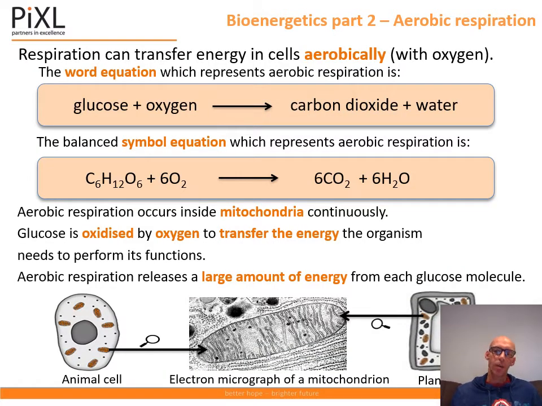And then the equation is the opposite of photosynthesis. So this time round, and again it's the sixes, we're taking oxygen and glucose and we're turning it into carbon dioxide and water. But the important thing here is this is aerobic respiration.